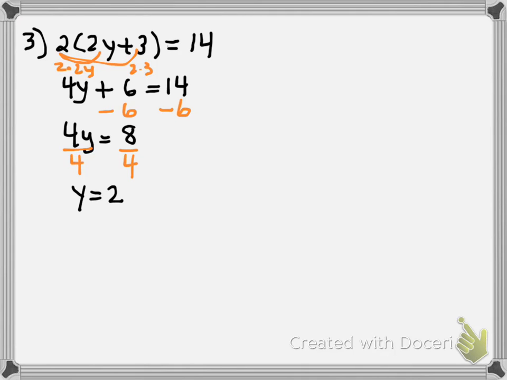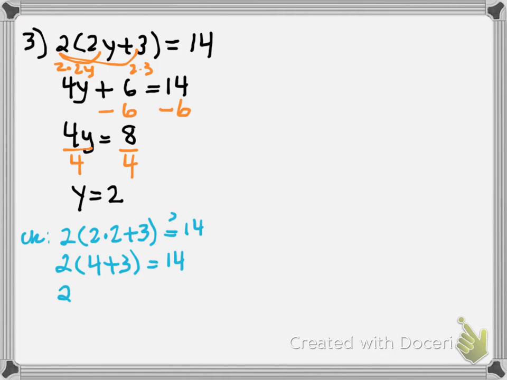And then we could check. And always go back to the beginning. Is 2 times the quantity, 2 times 2 plus 3, actually equal to 14? So we follow order of operations, which says take care of what's in the grouping symbol. 2 times 2 is 4. Still in the grouping symbol, 4 plus 3 is 7. 2 times 7 is 14, and sure enough, 14 equals 14. So that verifies that y equals 2 is the correct answer.